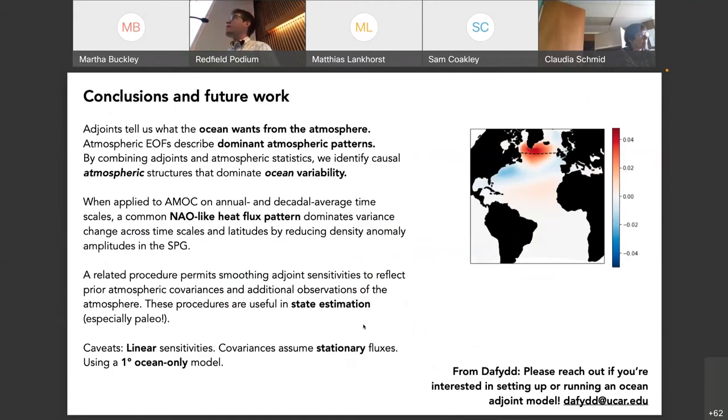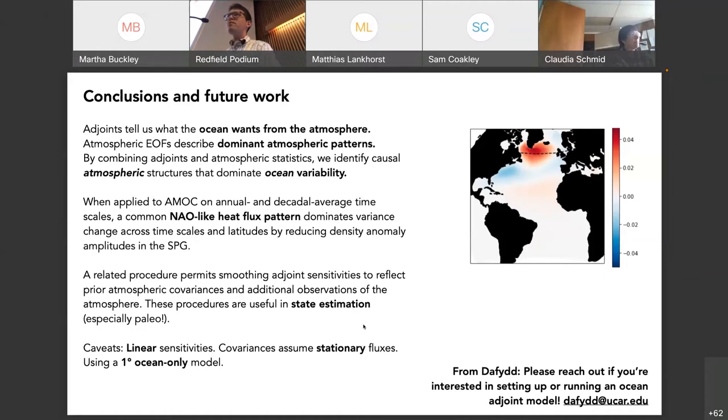So model adjoints tell us what the ocean wants from the atmosphere. We can look at EOFs to figure out what the dominant modes of atmospheric variability are. We've developed this technique to combine these things and find the atmospheric patterns that dominate ocean variability. We see these NAO-like heat flux patterns that I think really reprise a lot of the results that we saw in Martha's talk. Ask me about how we can use approaches like this to also filter data assimilation increments and hopefully make those solutions more practical.